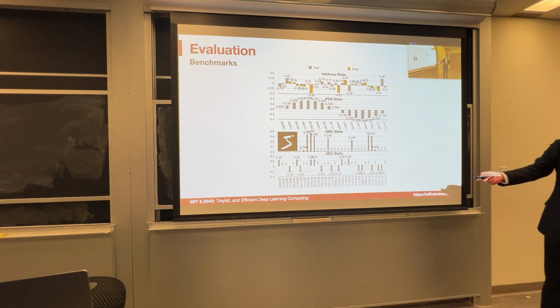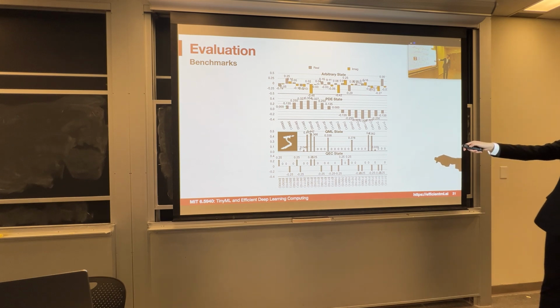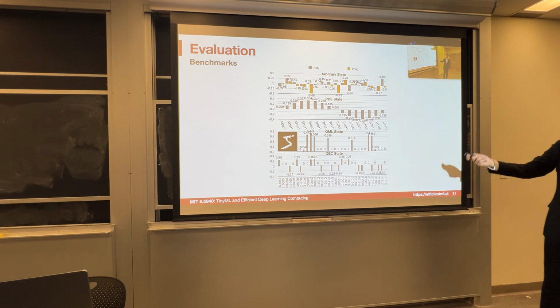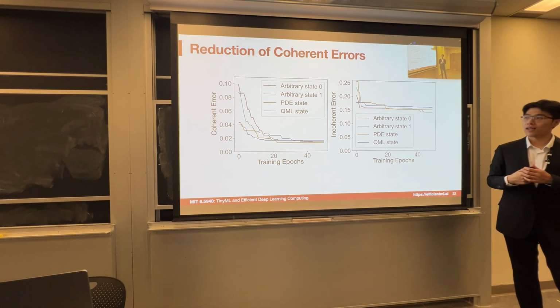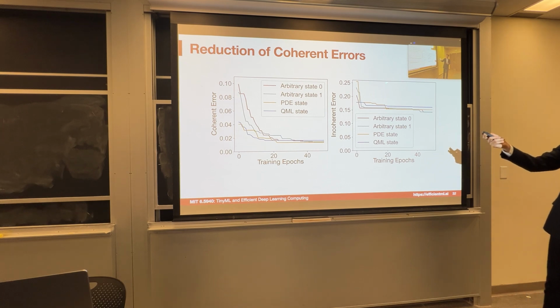And also, we have some other different states as evaluation. Say for the PD state, sometimes there is a sign function here. And also for the arbitrary state, we sometimes have both a real component and also an imaginary component in our arbitrary state. So the first thing about our method is that we can achieve a reduction of the coherent errors.